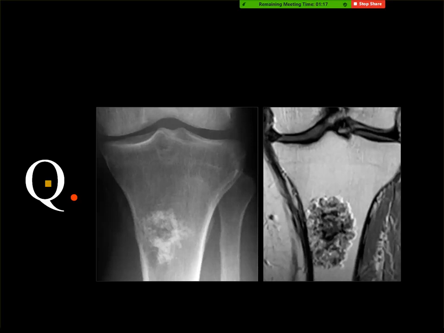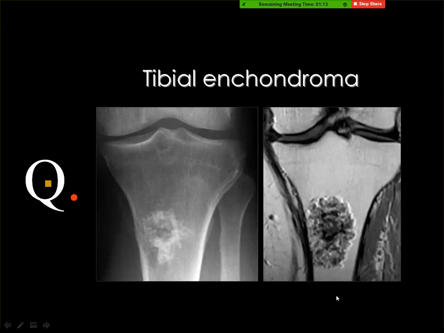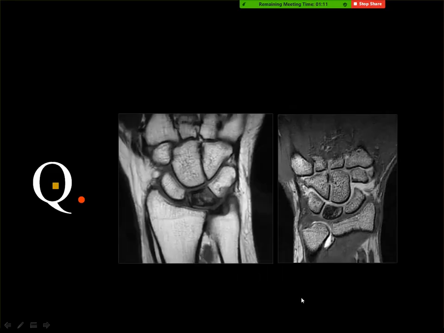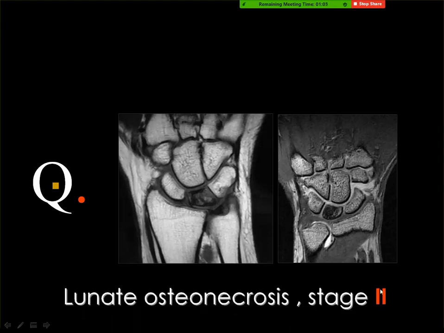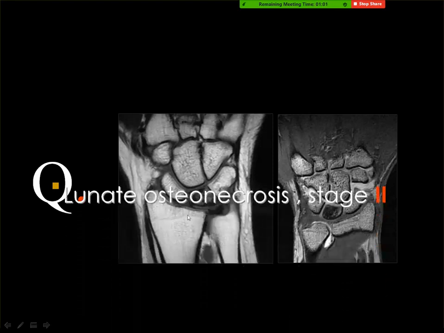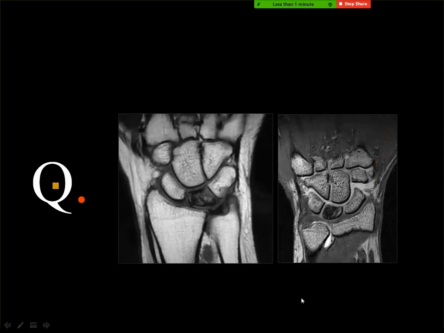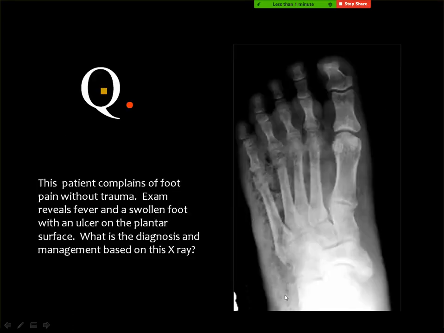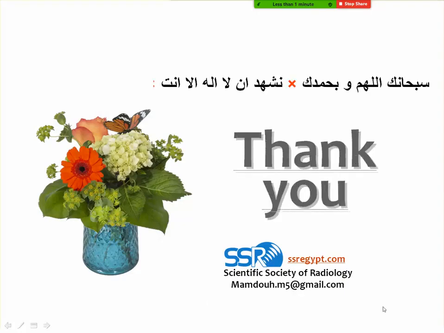Enchondroma. Yes, enchondroma. Avascular necrosis of the lunate. Yes, this is lunate avascular necrosis with a sclerotic appearance of the lunate bone without fragmentation. Diabetic foot necrosis. Diabetic foot, because of the air in the tissues and also the erosive changes in the bone.